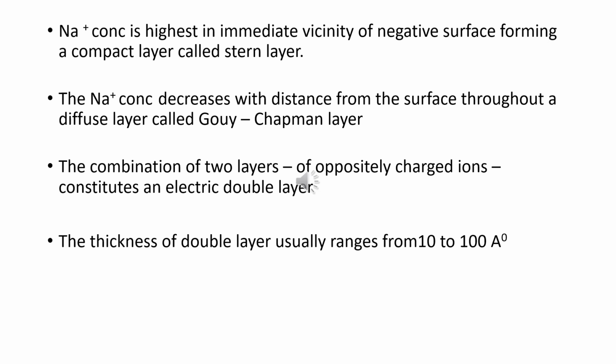The first layer is called the Stern layer. That's the fixed or tightly held counter ions closer to the particle surface. And the second layer is called the diffuse layer or the Gouy-Chapman layer, and that is loosely distributed ions extending towards the outside. The entire arrangement, both these two layers, is called the electrical double layer.